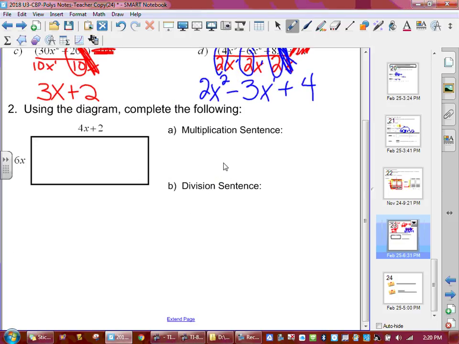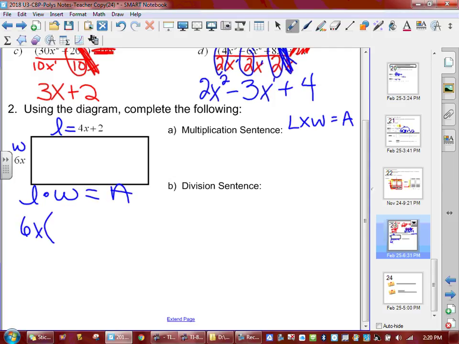Okay. The next part is all about writing multiplication and division sentences. So, a multiplication sentence would be this. Length times width equals area. So, if I want to do that, I need to write the actual answers out. So, here's my length, here's my width. So, length times width equals area. So I'm going to go 6x times 4x plus 2 gives me my area. And that's how we have to solve this to get the area.